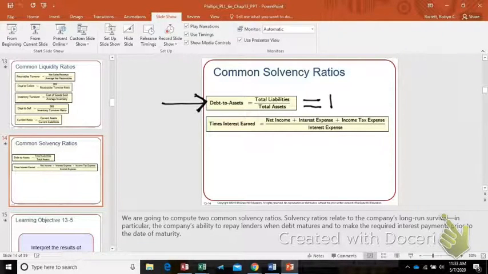That means every asset is financed with debt. You own nothing. Do you want that? No. All right, you don't want that, and you definitely don't want it to be higher than 1. This was one of your ratios for your annual report, and I believe it was 0.8 if you did it correctly. This is one of the only ratios you want to be low.